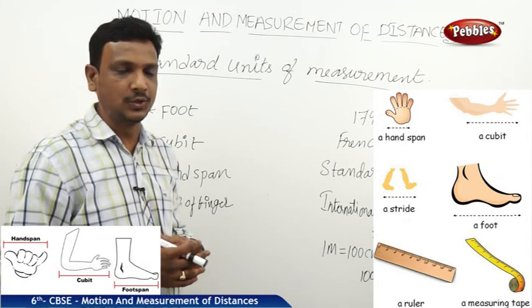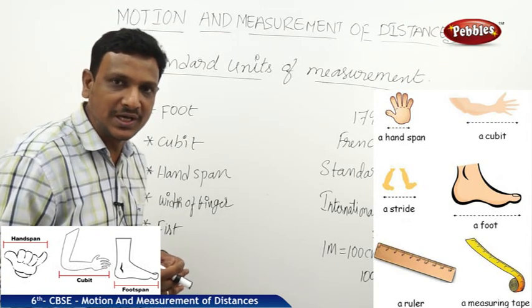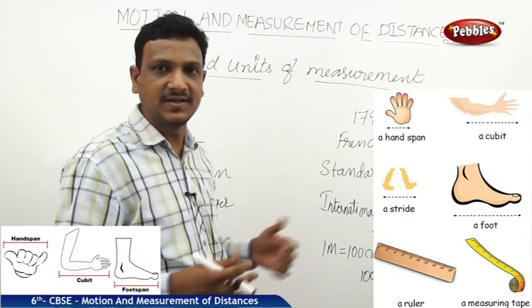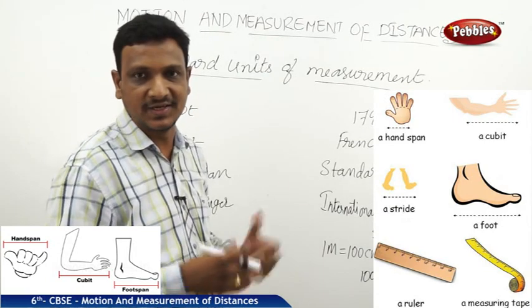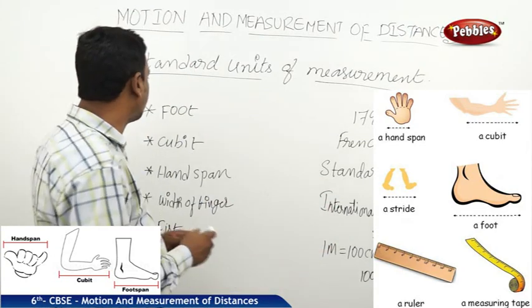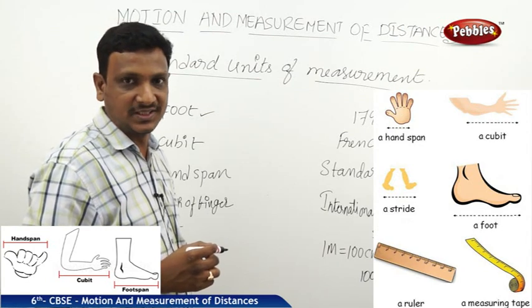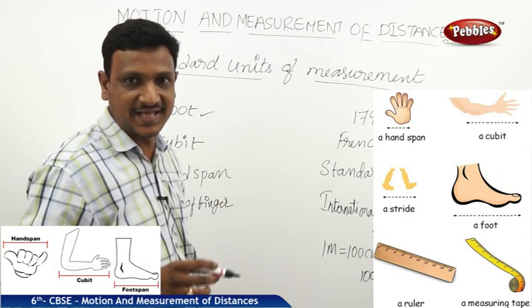To measure the distance of a room, they used to use their foot length. So 20 by 30 feet. They used to walk and see that 20 by 30 feet is the size, so that they could take it as a unit for the measurement of distance. But is it standard? No. Why is it not standard?